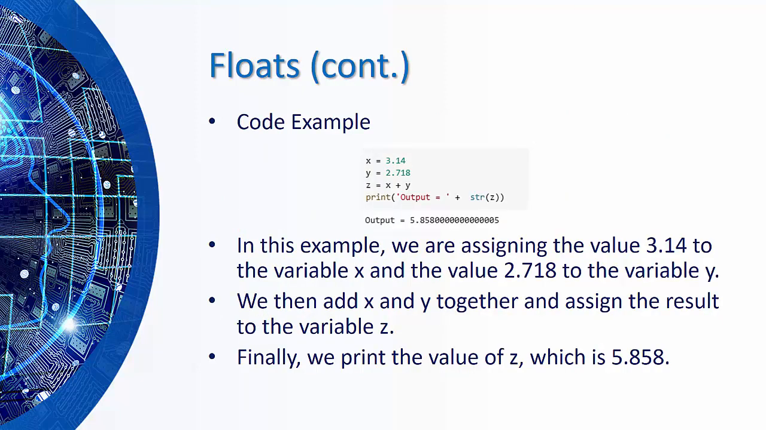Okay, here's a code example. In this example, we are assigning the value 3.14 to the variable x and the value 2.718 to the variable y. We then add x and y together and assign the result to the variable z. Finally, we print the value of z, which is 5.858.